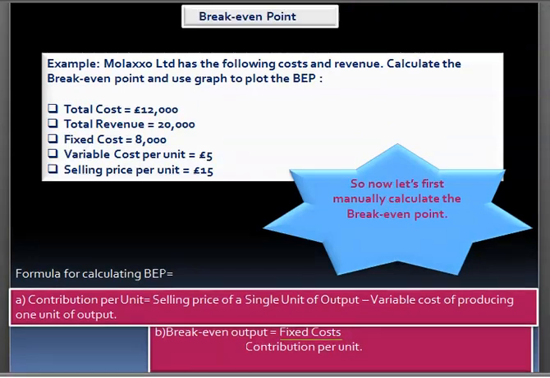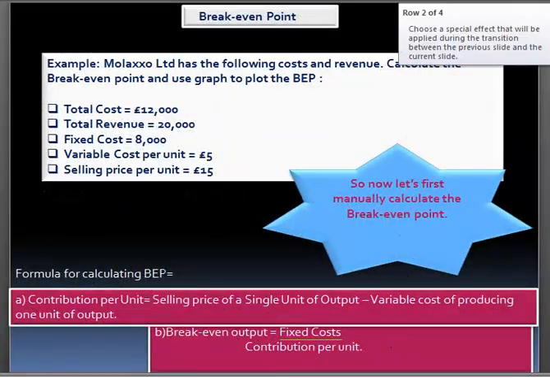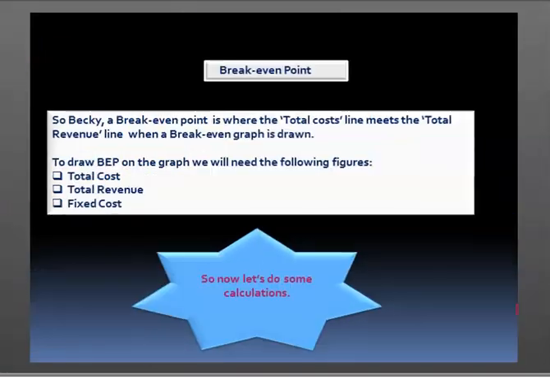Once you understand what your contribution per unit is, you put it over here, and the fixed cost will be divided by contribution per unit. That's just a formula. You just need to know the formula, and you need to understand the concept. All right, now let's see if we can put the calculations together. Let me just see what I can do to help you to do the calculation.